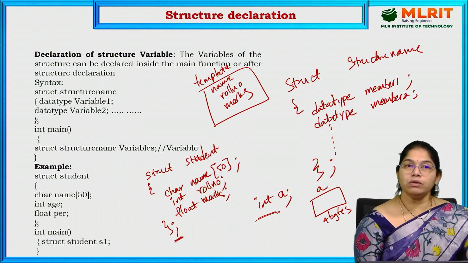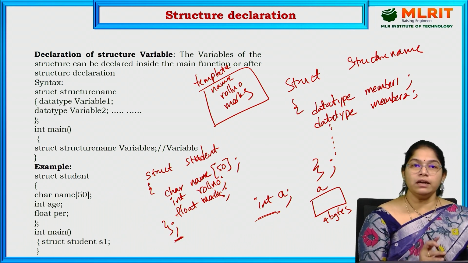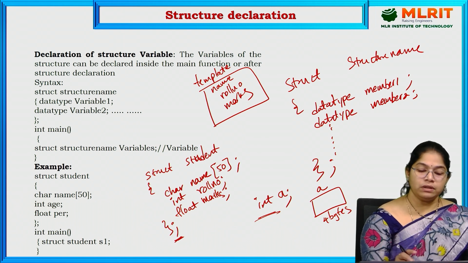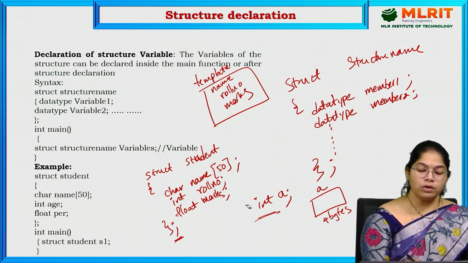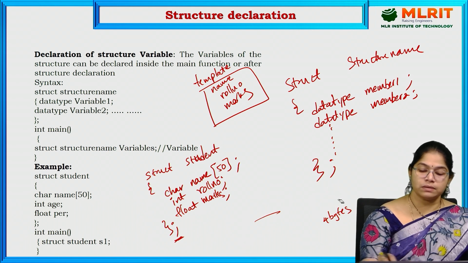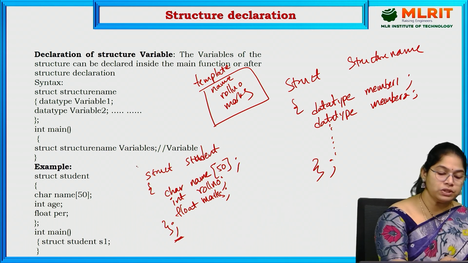Memory is allocated when we declare a variable of the structure. Then how to declare a variable? As we all know, the data type and the variable name. So here the data type is struct student.